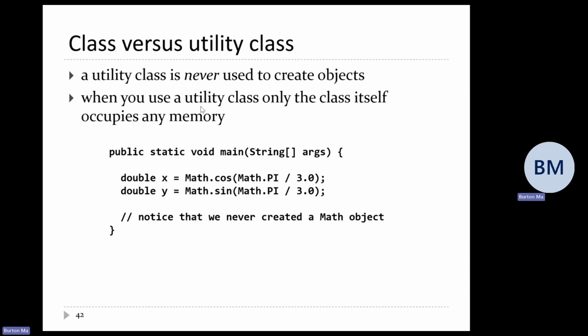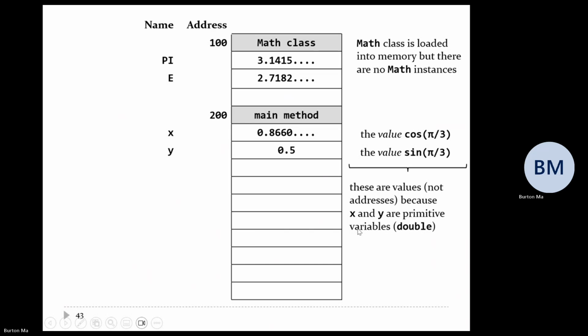When you use a utility class, only the class itself occupies any memory because you're not making any objects with the class anyway. Here we've got Math.cos and Math.sin. Notice there's no Math object anywhere. There's no new Math anywhere in this code, so we never actually need to make a Math object. In memory, all that exists is the class itself. When you use the Math class, it gets loaded into memory. It has some static fields, pi and e, representing the mathematical values pi and e. You can call sine and cosine, but there's no Math object that gets created to compute sine and cosine.